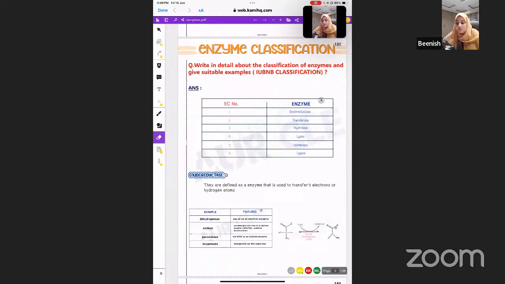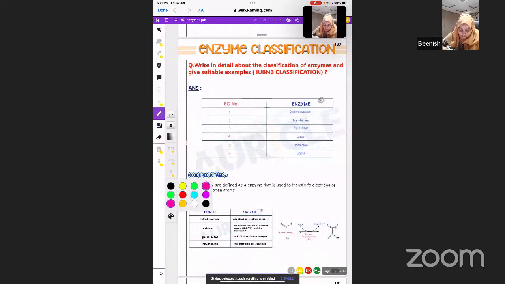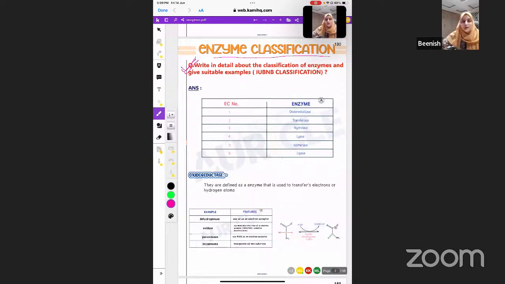So, a very important topic: enzyme classification. We're going to talk about the classification of enzymes first, and this is very frequently asked. You might get a question like write in detail about the classification of enzymes and give suitable examples. So this here is an important question, that is enzyme classification. Let's begin.